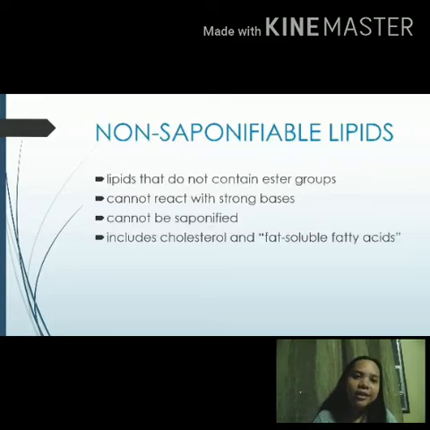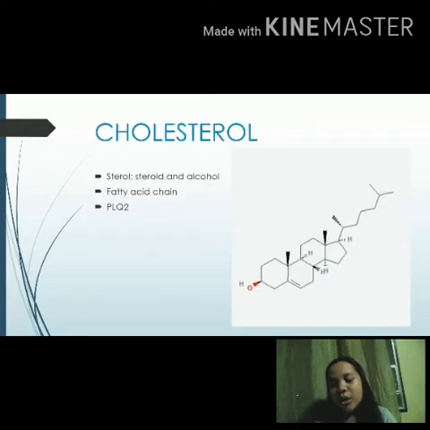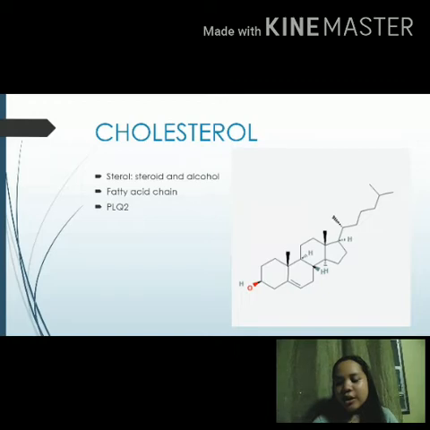So that was the end of the saponifiable lipids. On the other hand, the non-saponifiable lipids are lipids that don't contain ester groups, so they cannot react with strong bases and they cannot be saponified. This includes cholesterol and other fat-soluble fatty acids. So, cholesterol. Cholesterol is a sterol because it is composed of a steroid group and an alcohol group.